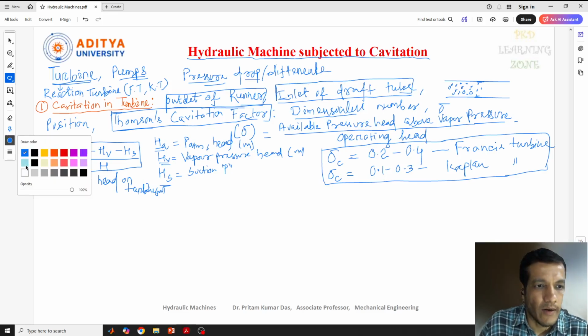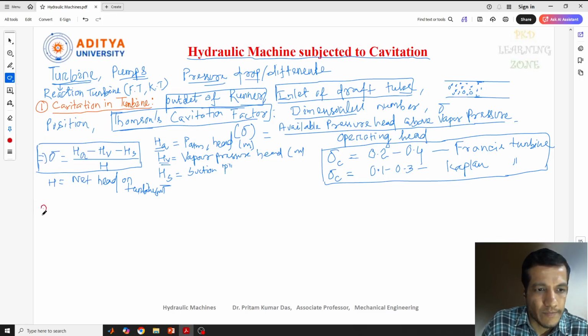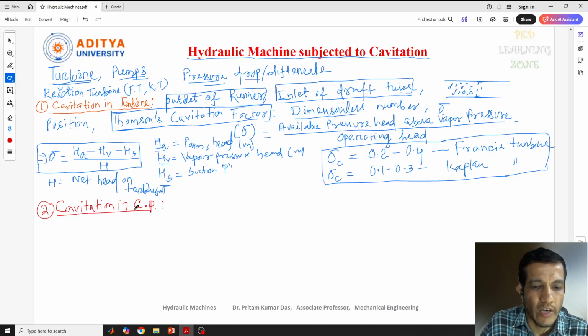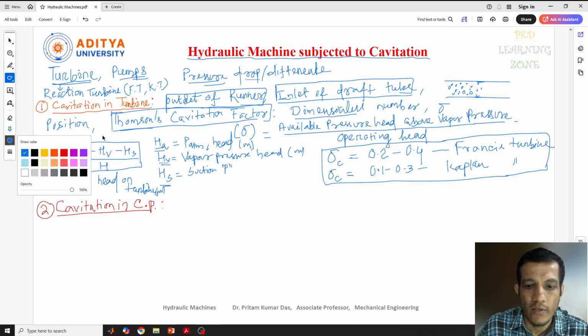Now the second one, this is about the cavitation in the turbine. The second point, cavitation in the pump. Cavitation in centrifugal pump, because in the last few classes we have been continuously discussing the centrifugal pump. So let's discuss the centrifugal pump. Before going to this, I'll give a small hint about the turbine.